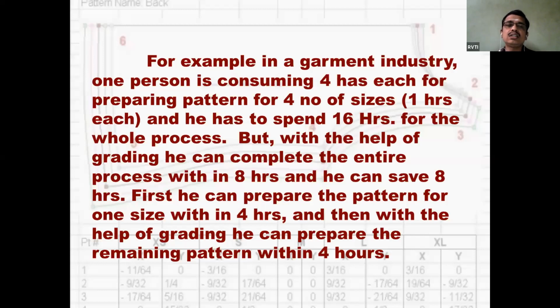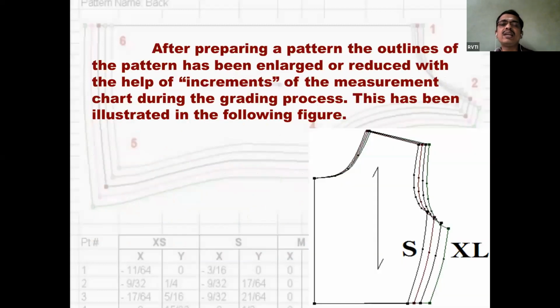See, after preparing a pattern, the outline of the pattern is enlarged or reduced with the help of increments. As the figure has shown, first we have to prepare one S-size pattern. Normally the difference between sizes, the chest measurement and waist measurement, will vary only a little bit. For example, if I am preparing one S-size pattern, I have to draw basic construction lines, and after that apply the measurements. Then I have to draw the neck curve and armhole curve properly with the help of French curves, and finish the pattern perfectly.